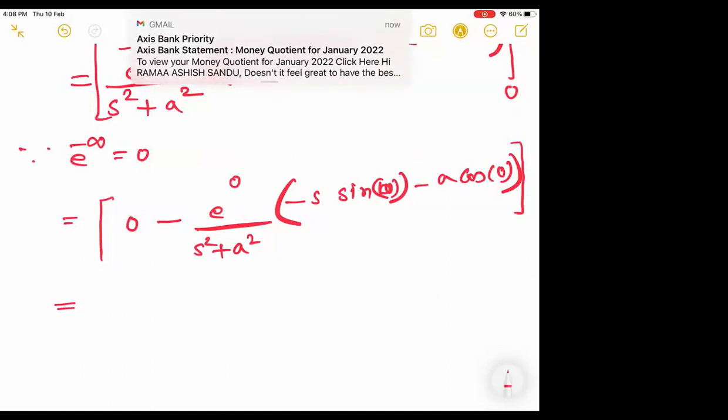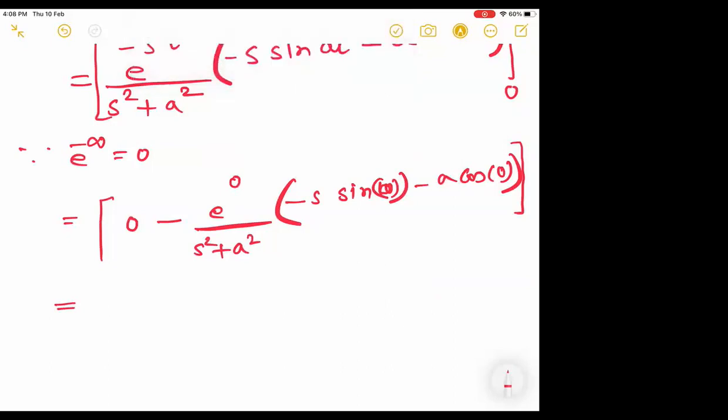So we'll get minus e raised to 0 is 1, and we will be getting the answer. Sine 0 is 0, cos 0 is 1.